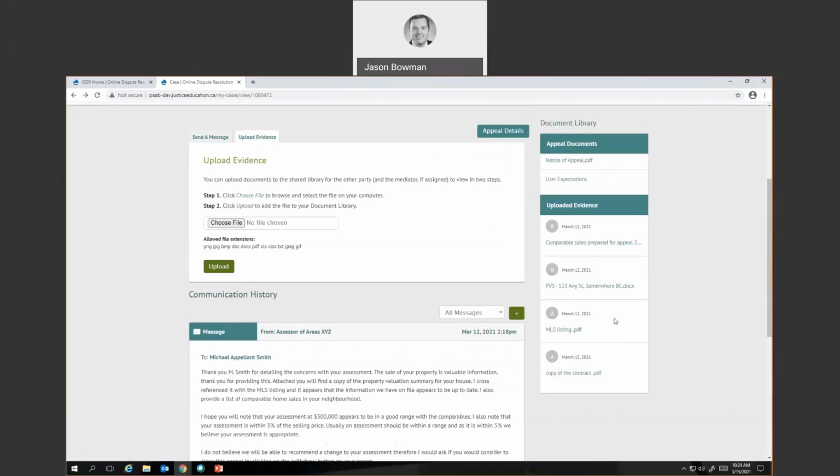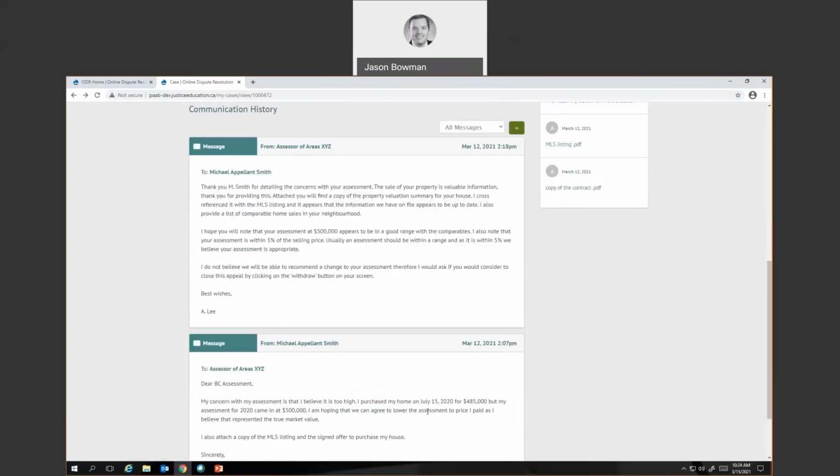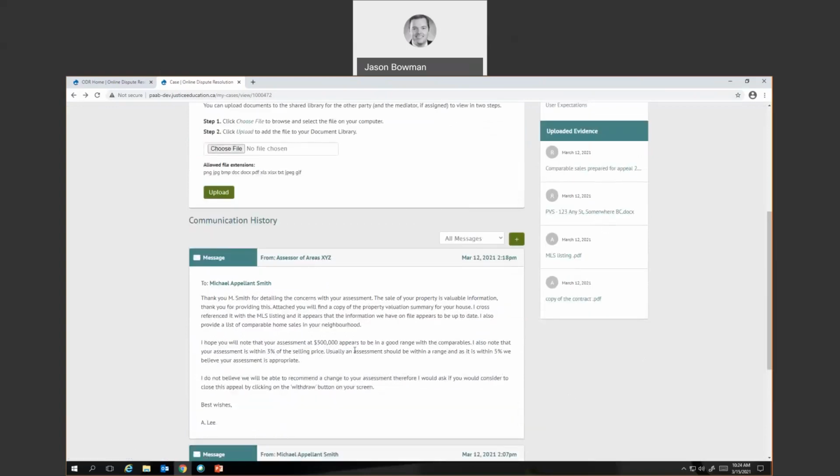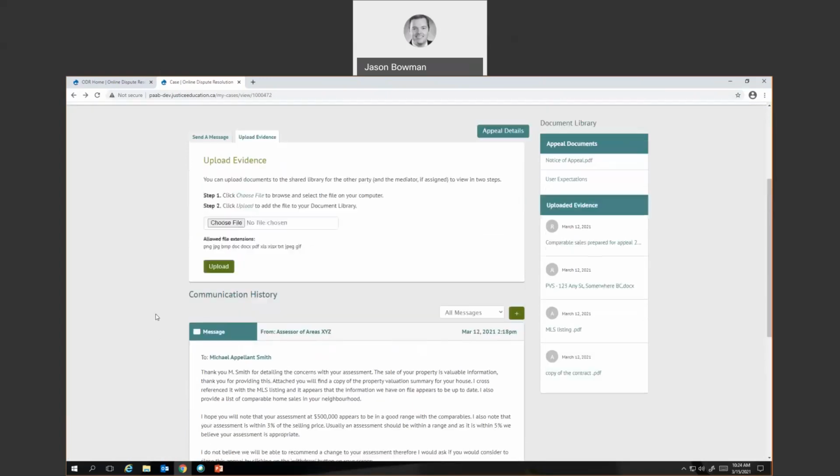Over on the right-hand side of the page, you'll see both parties have already uploaded a few different documents. So we can see that the appellant was concerned that they think that their assessment is too high because there was a recent sale of the home. So they've provided a copy of their contract of purchase, as well as the MLS listing. And BC Assessment has provided their position that they think the assessment looks accurate, and they've provided their supporting document. So you can have a look at all of the uploaded evidence by clicking on the links on the right-hand side, and you've got the communication in the middle.